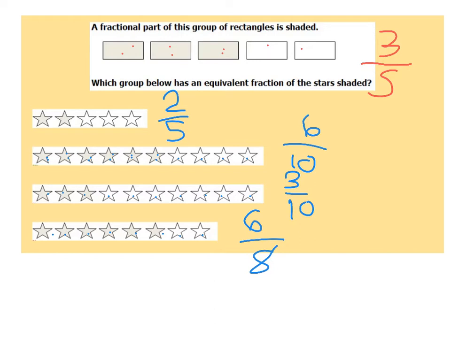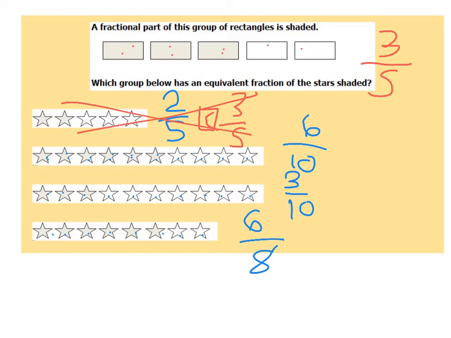So for my first one, I'm going to simply do a true-false, and I'm going to set it up like so. Well, I already know that 2/5 is smaller than 3/5, and they have the same denominator, so I don't need to do anything about that. So it is definitely not that one.